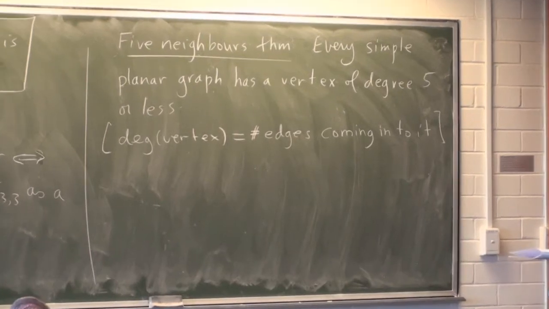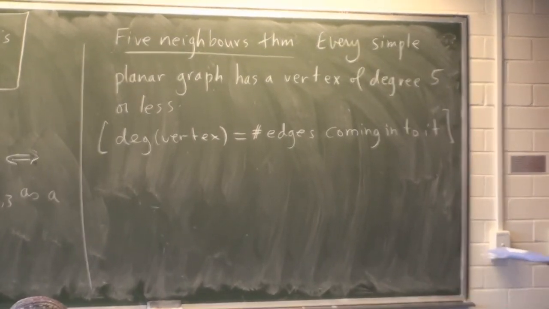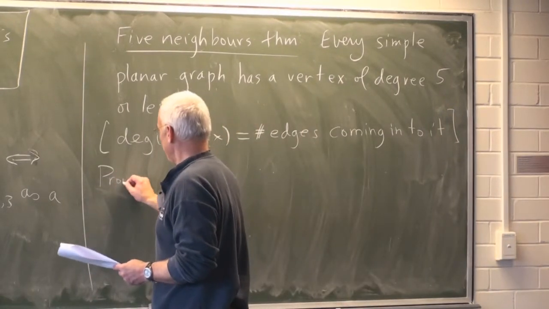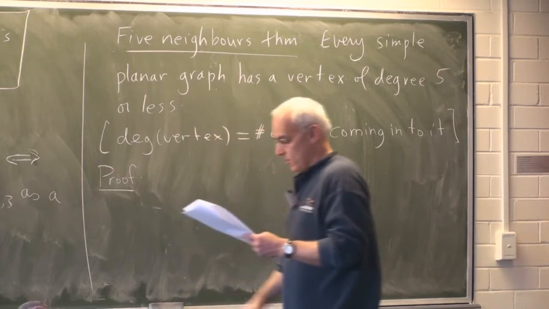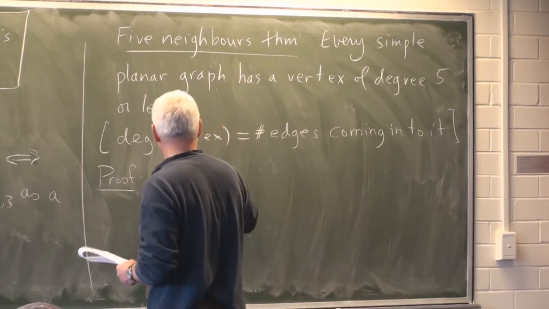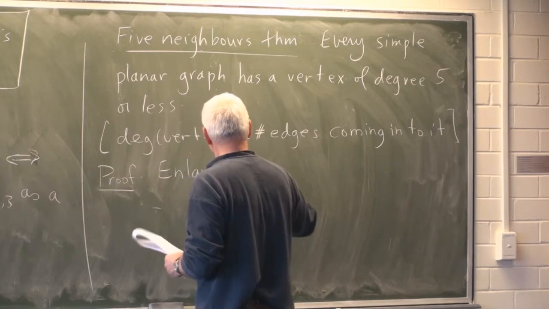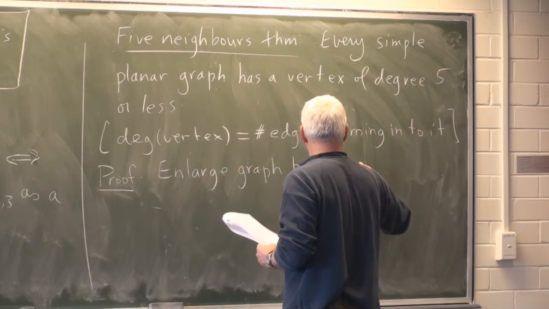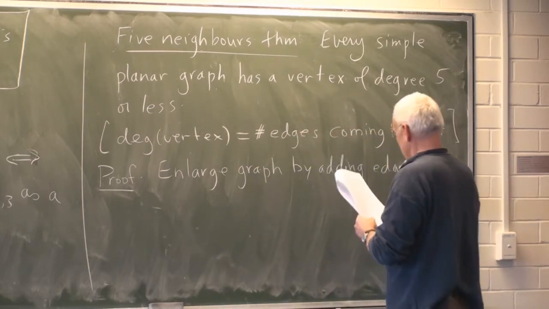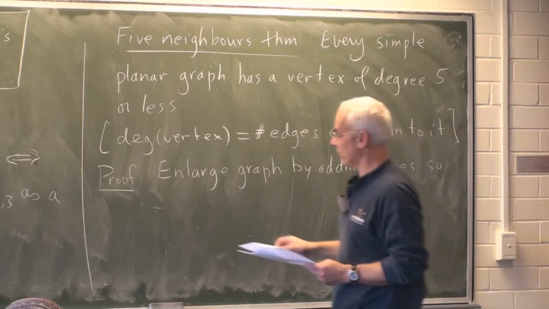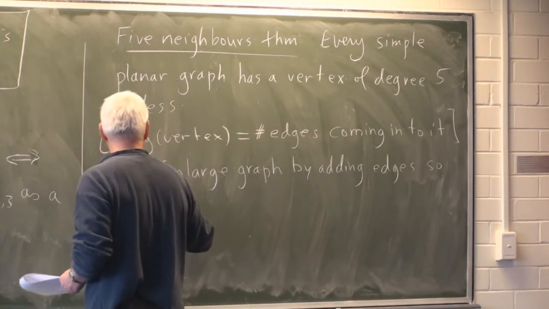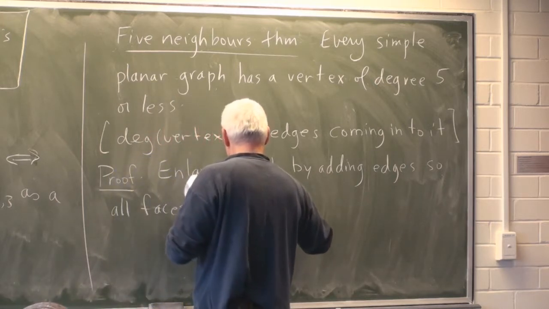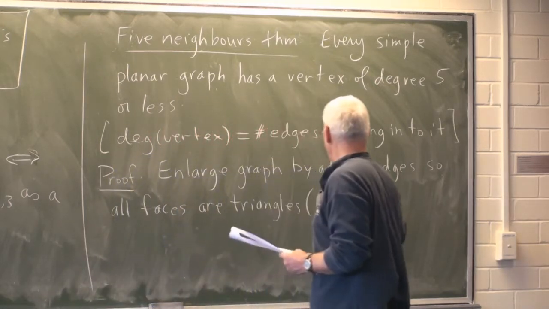Every simple planar graph has a vertex of degree 5 or less. Okay, so proof. We're going to enlarge the graph by adding edges, so all faces are triangles, and still planar.